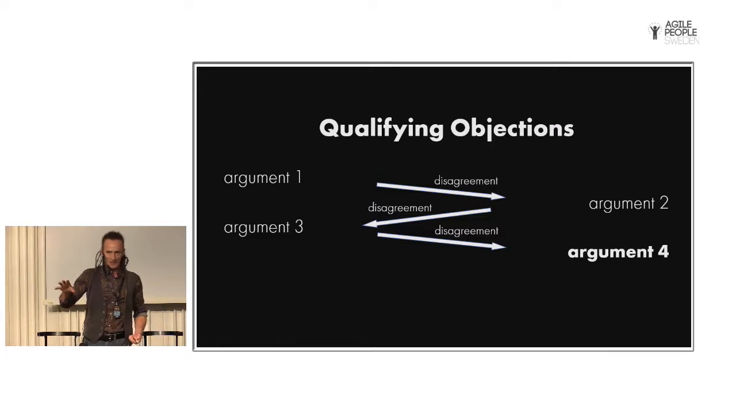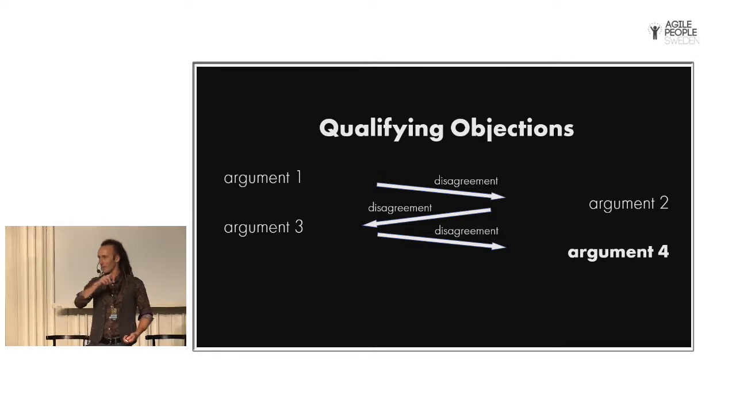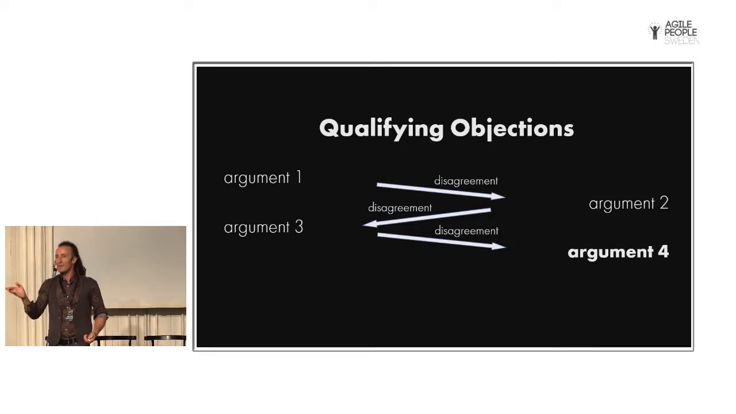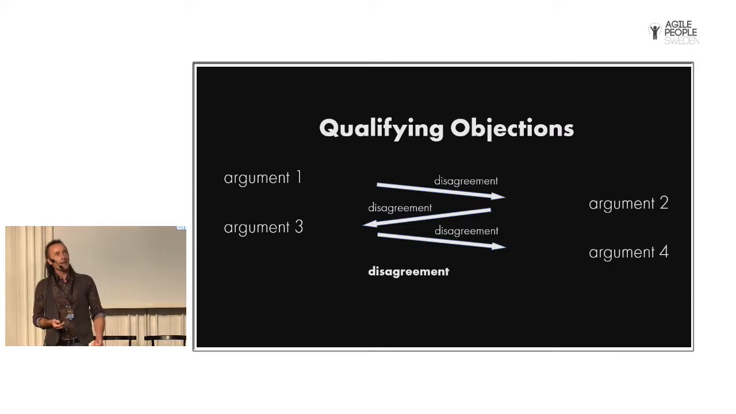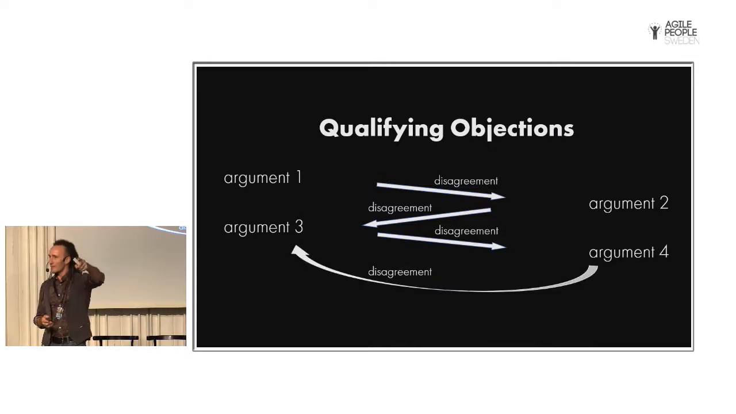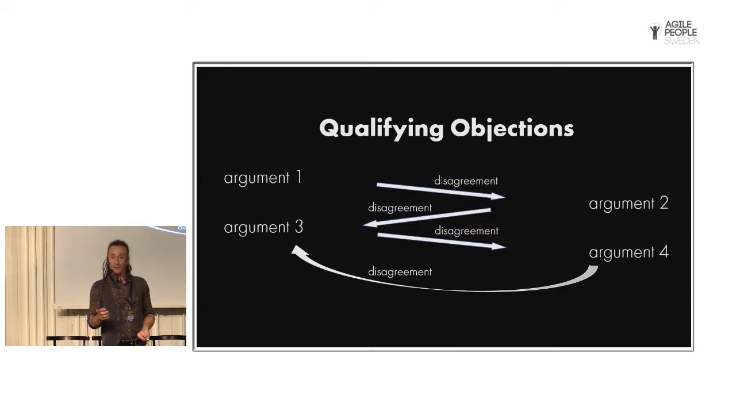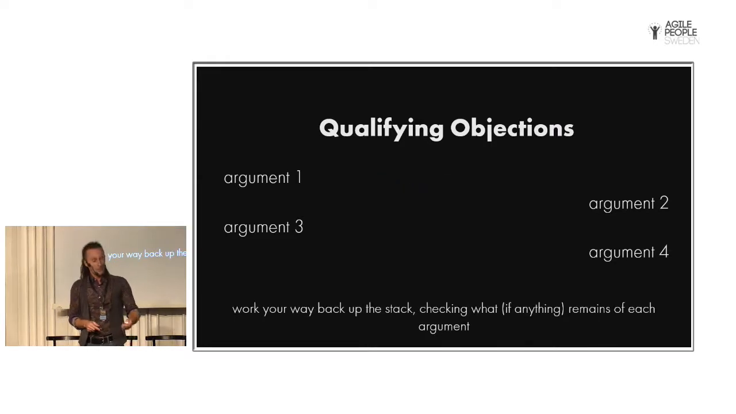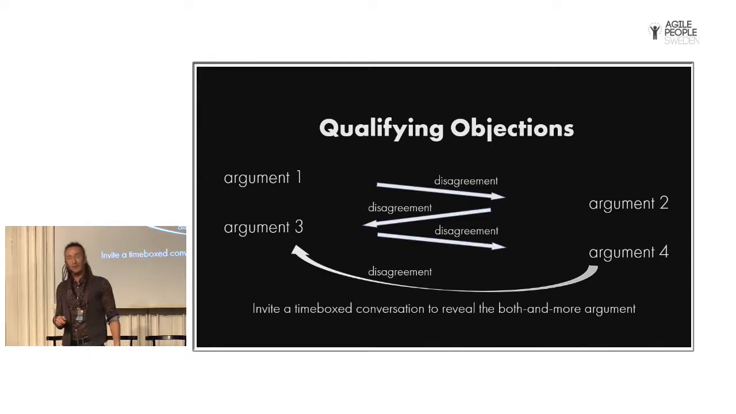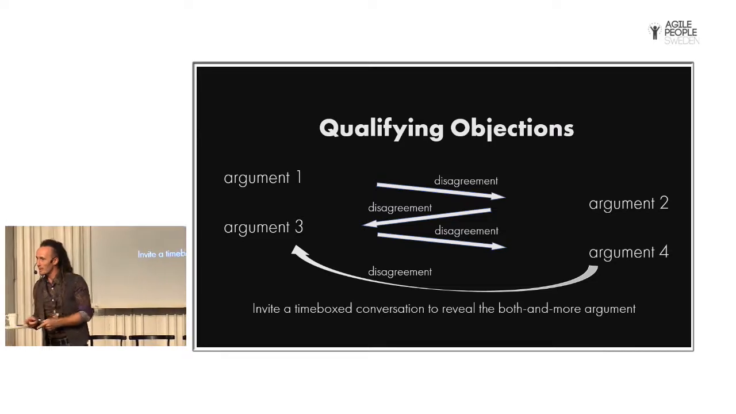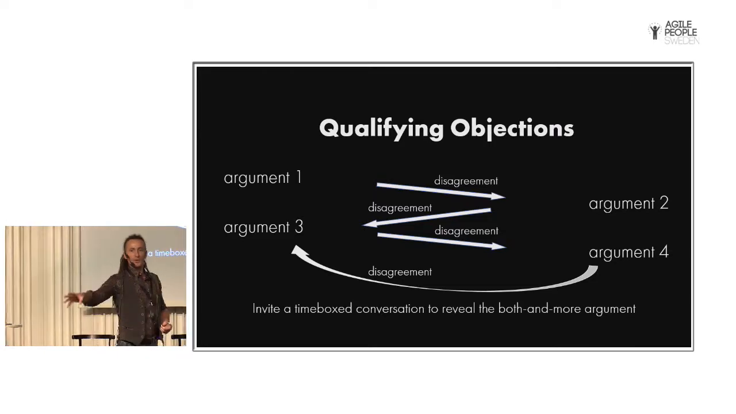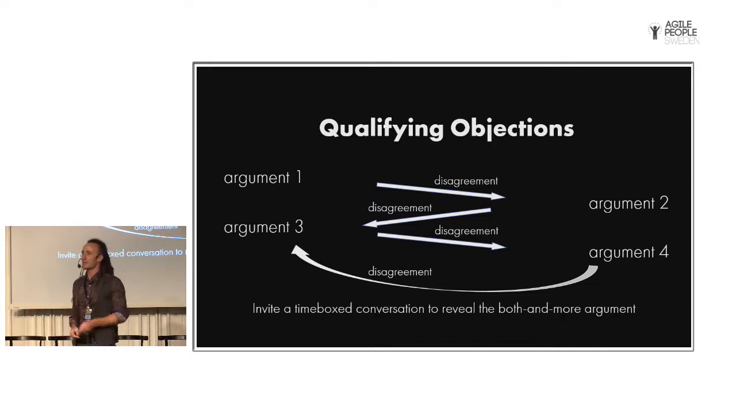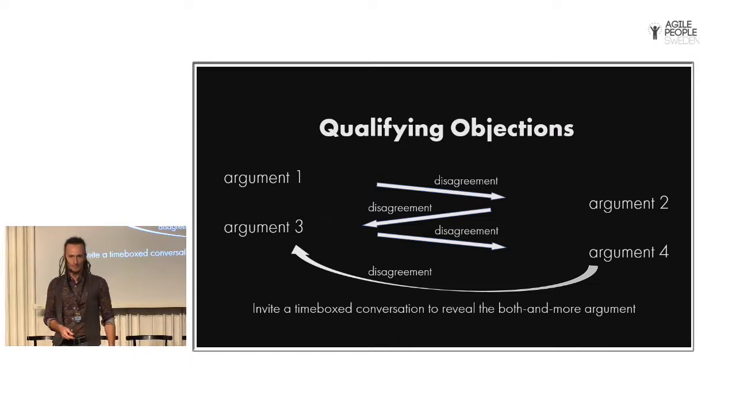In the last 18 years, I've experienced never going lower than level four, because either you misunderstood an earlier argument, or what happens is it comes back up, because the last person says, no, I disagree with the person who's arguing against me. And so a little trick, if you're in that situation and you can have the discipline to follow the process: you can invite a time-boxed conversation between those two people and say, there's something in both of your arguments, have a conversation and find the both-and-more argument.